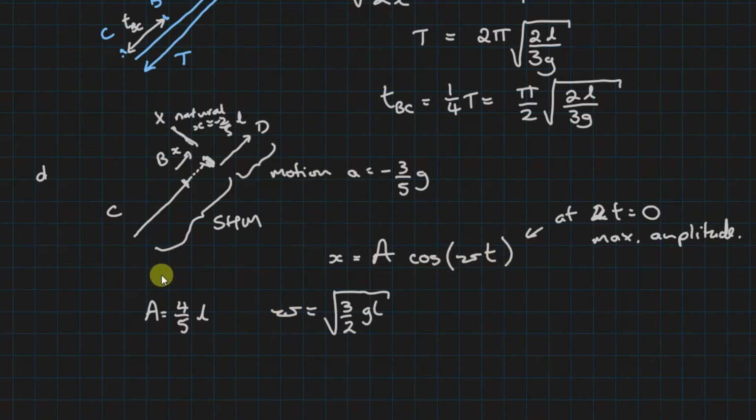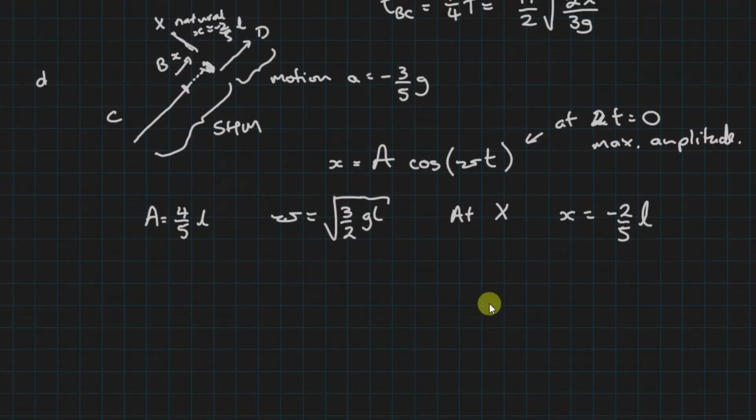T we don't know, but x, where we want to find out, is this point at x equals minus 2/5 L. So we're trying to find out, while it's still under simple harmonic motion, while there's still tension in the string, how long this distance takes to cover, using the equation.